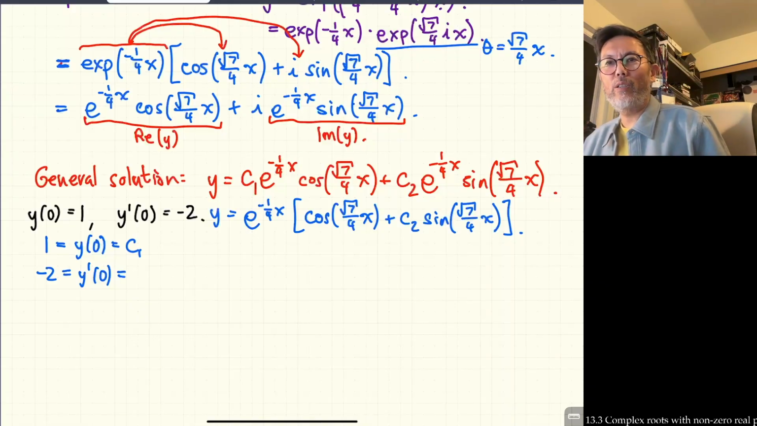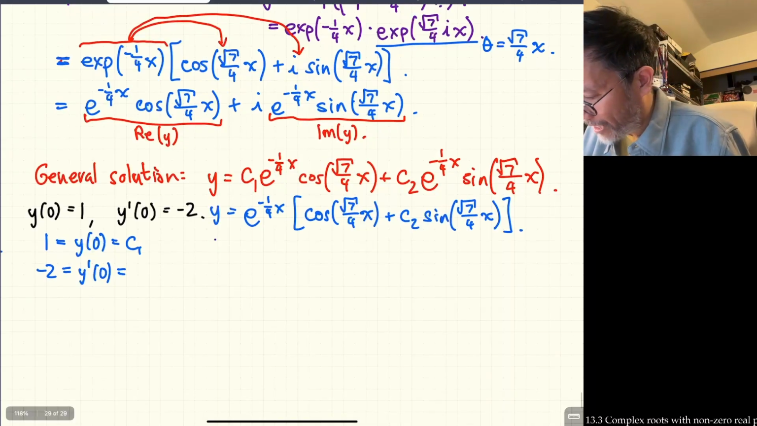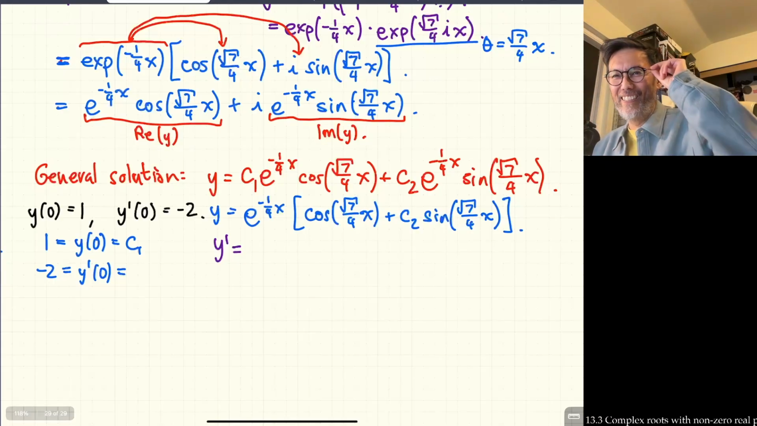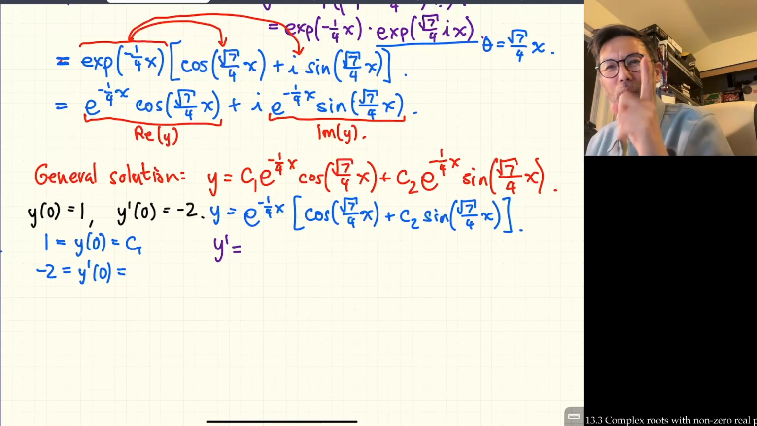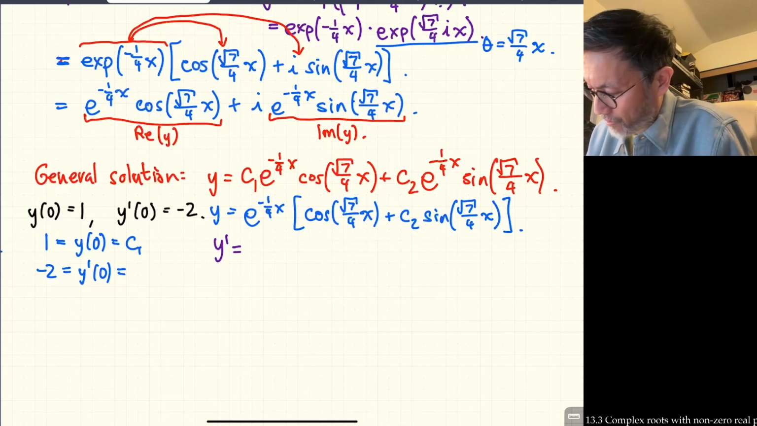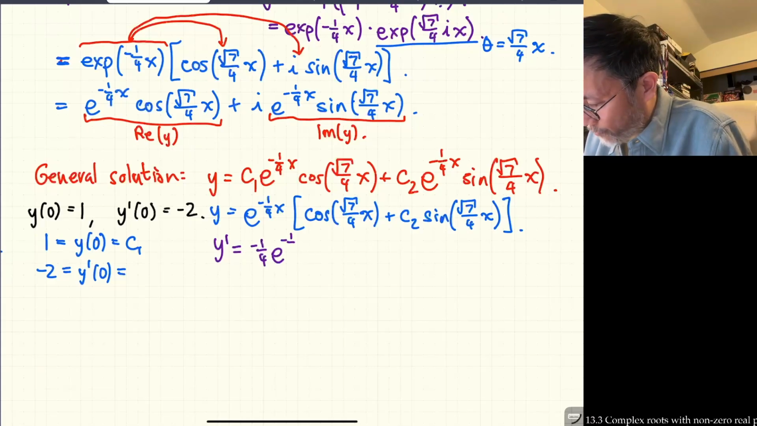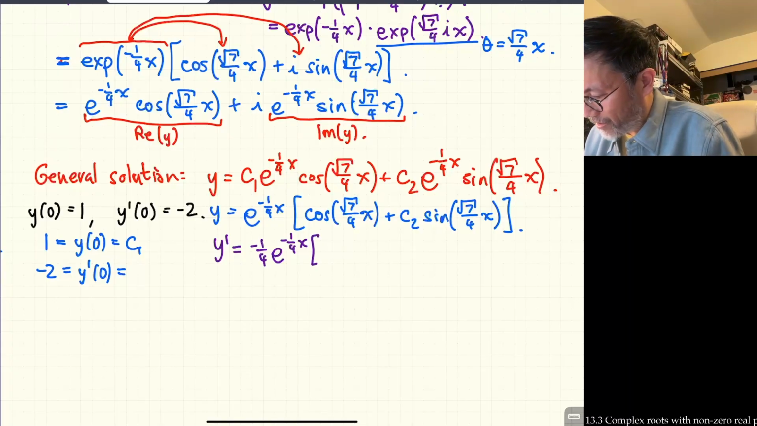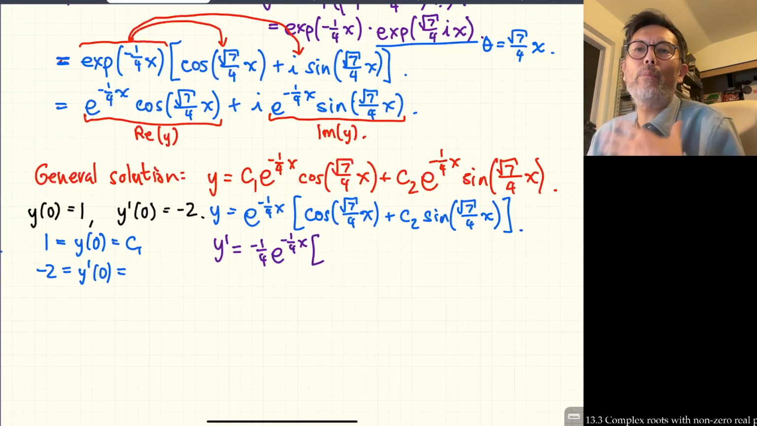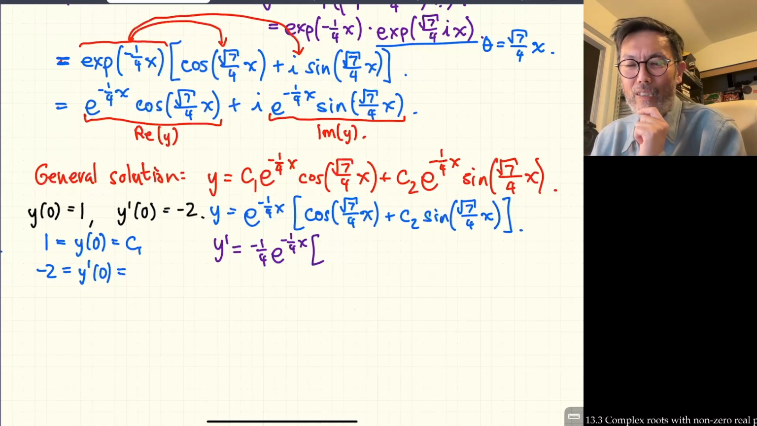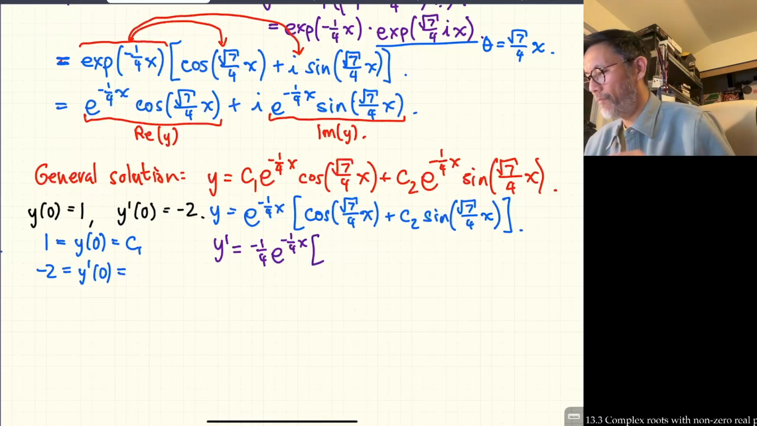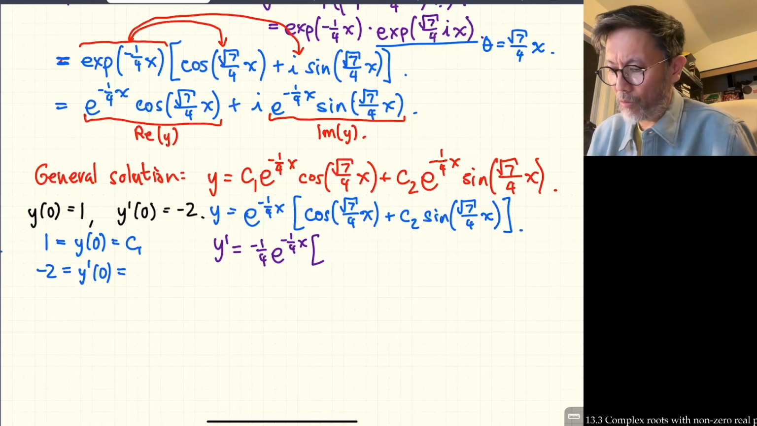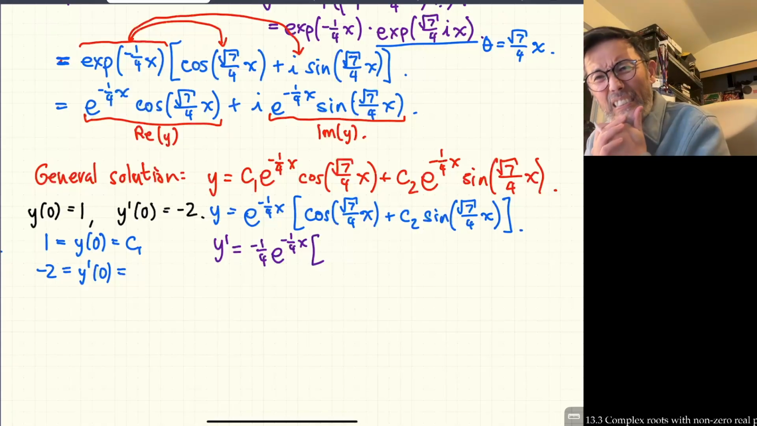Okay, now I'm going to take a derivative, and I'm only going to have to use the product rule once. So y prime now. I take the derivative of the first chunk, and I get negative 1/4 e to the negative 1/4 x, and then the rest of it is the same. And you know what I'm going to do to make my life even easier? I'm going to write cosine as c and sine as s. This is very common.